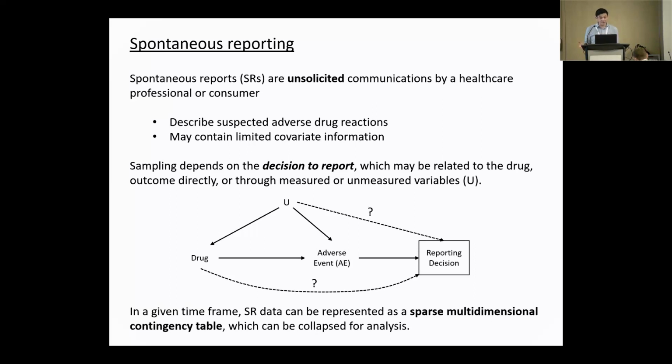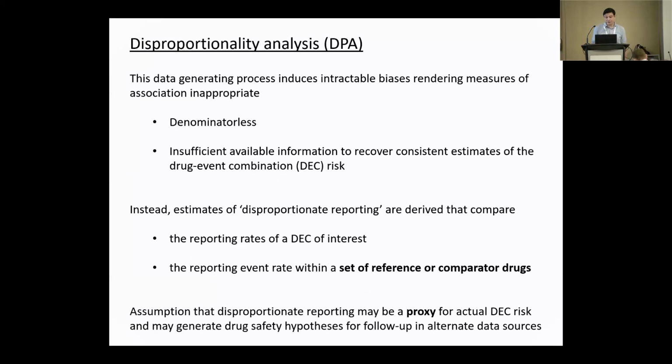In a given time frame, we get hundreds of thousands of these reports. So we get loads of medication and adverse events. So we can represent these data as sparse multidimensional contingency tables, which can be collapsed for analysis. So this data generating process induces intractable biases, rendering measures of association inappropriate. In addition, it's denominatorless, and there's insufficient available information to recover consistent estimates of the drug event combination risk.